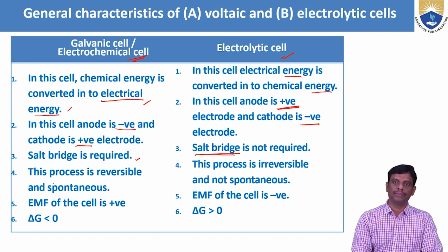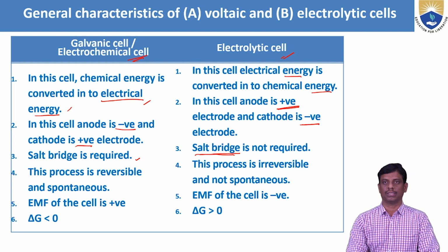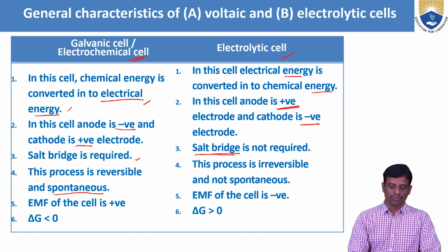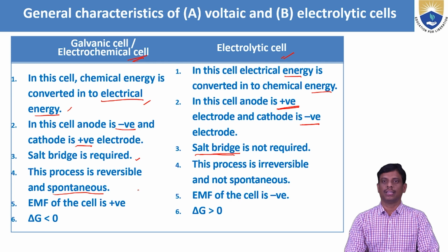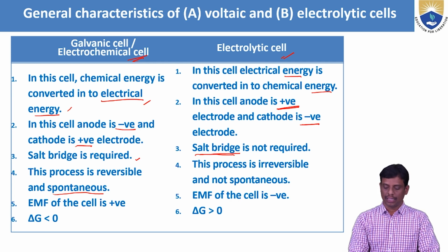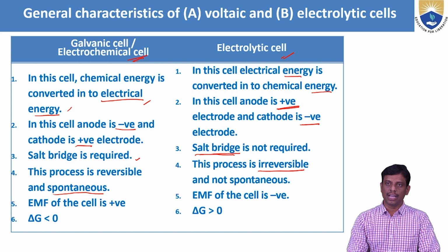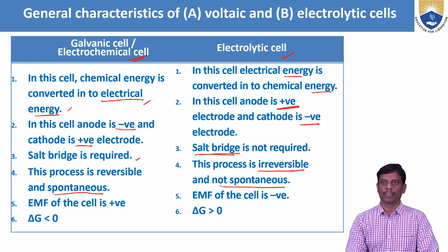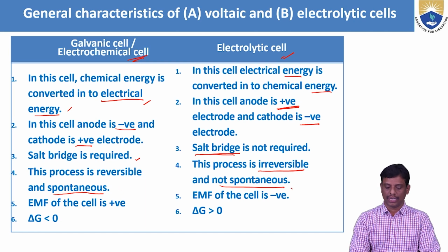Another difference is in the processes. In the electrochemical cell, the process is a reversible reaction, and a spontaneous redox reaction is involved. But in the electrolytic cell, the process is irreversible and the reaction is non-spontaneous. So those are the main differences between the electrochemical cell and electrolytic cell.